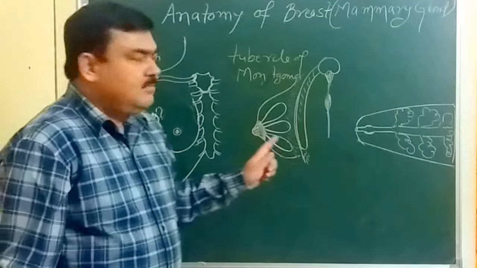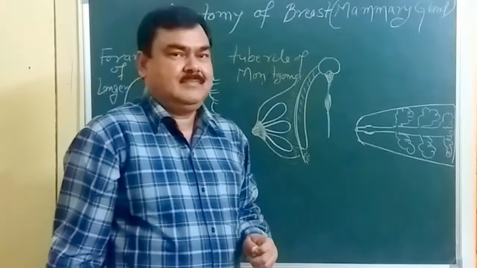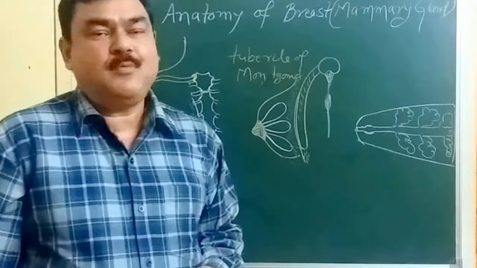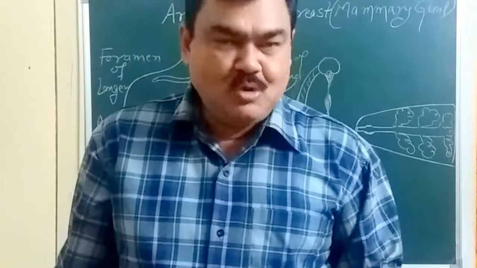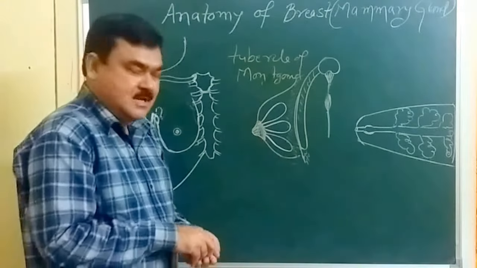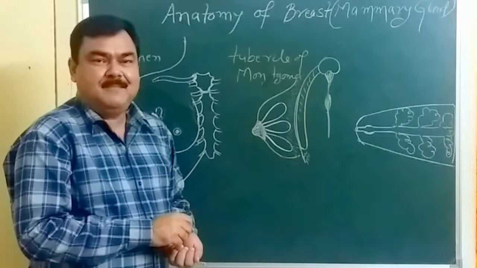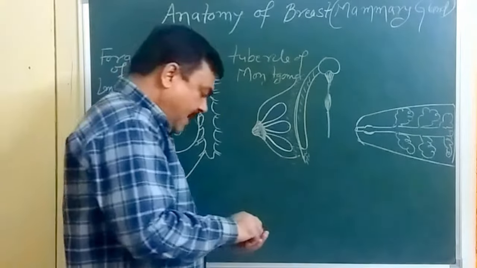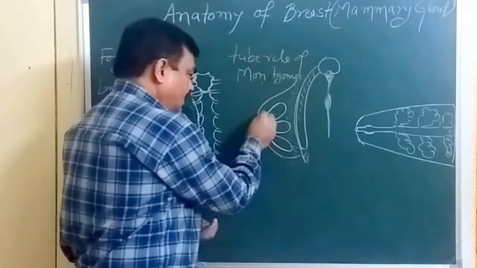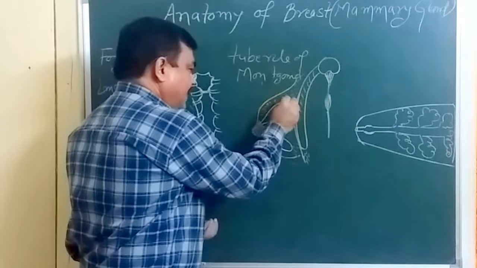Now after the parenchyma, another structure is the supporting framework, that is the stroma. Stroma forms the supporting framework and is made up of fibro-fatty tissue. These are fatty tissue.